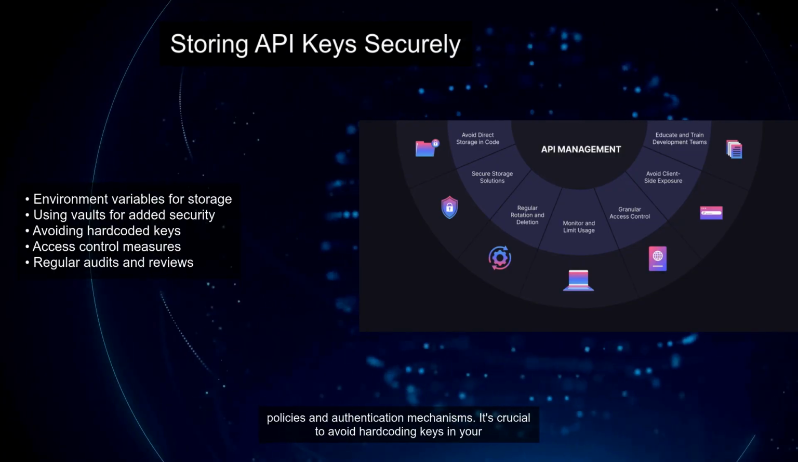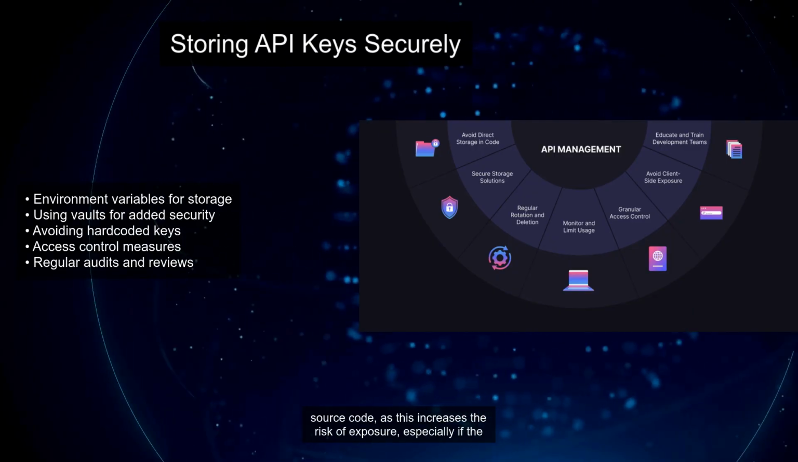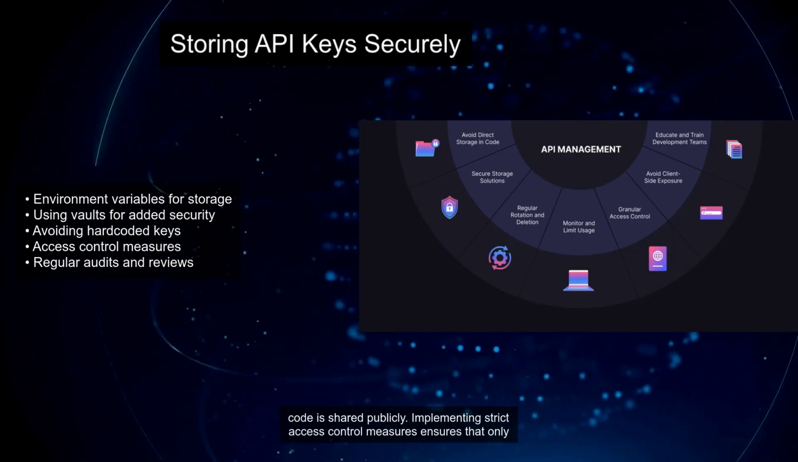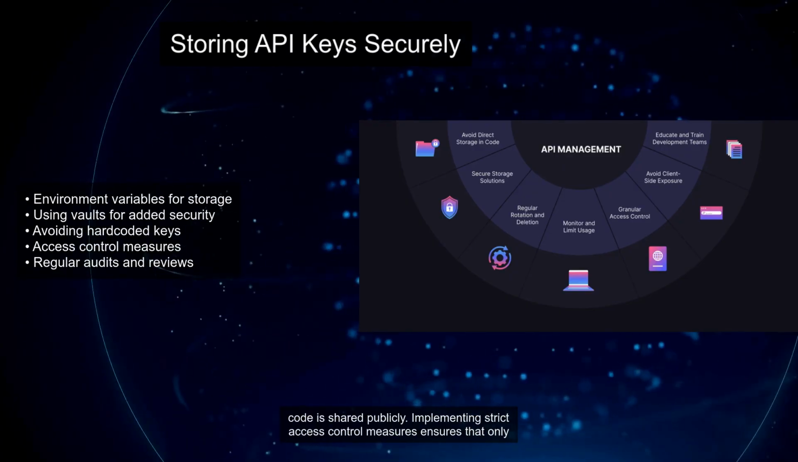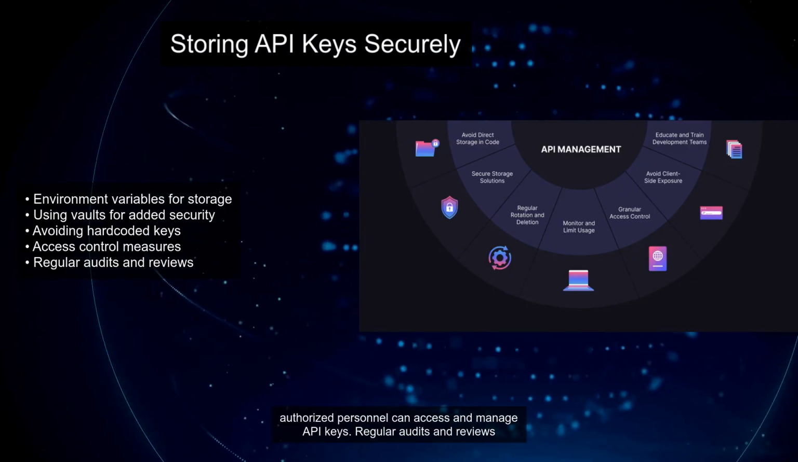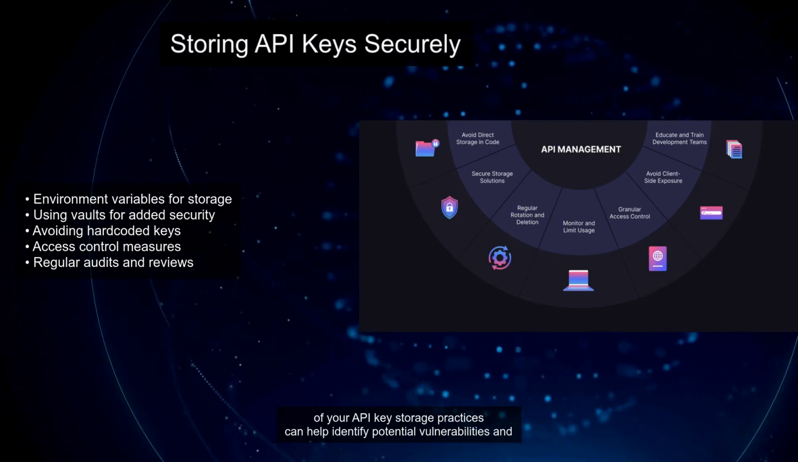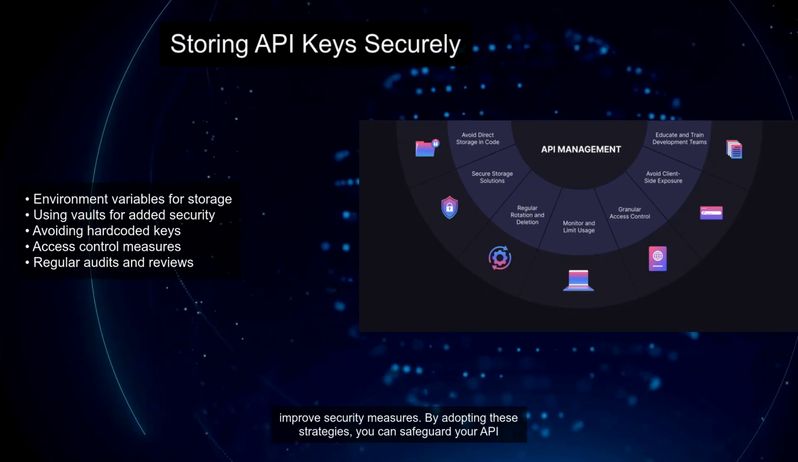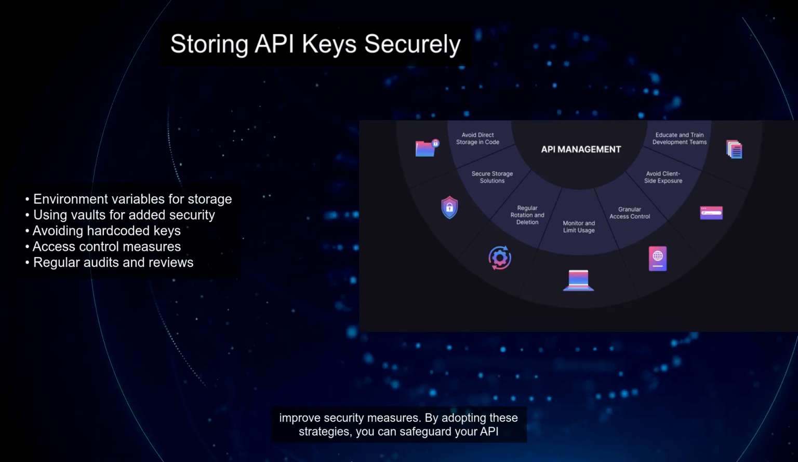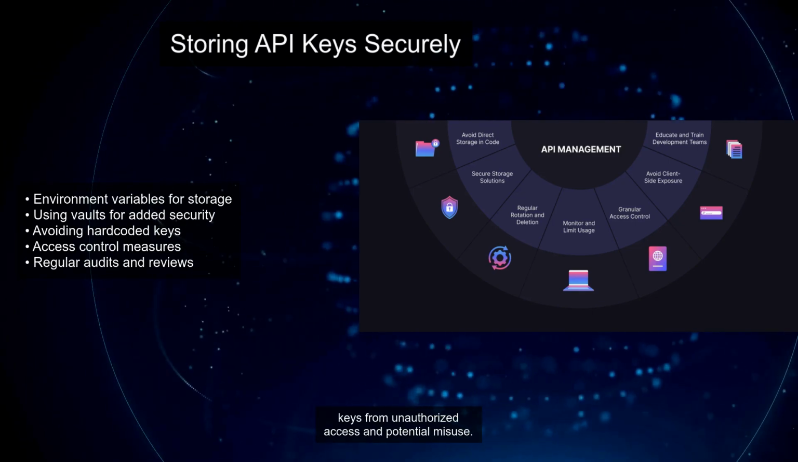It's crucial to avoid hard-coding keys in your source code, as this increases the risk of exposure, especially if the code is shared publicly. Implementing strict access control measures ensures that only authorized personnel can access and manage API keys. Regular audits and reviews of your API key storage practices can help identify potential vulnerabilities and improve security measures. By adopting these strategies, you can safeguard your API keys from unauthorized access and potential misuse.